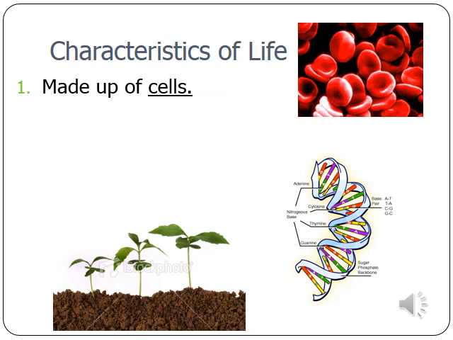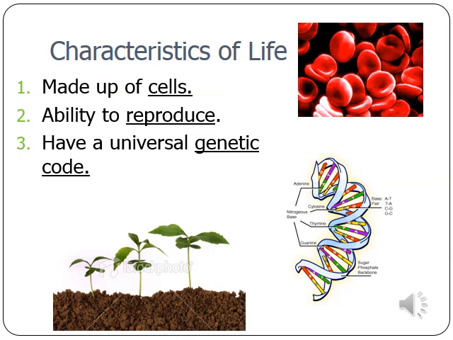In order for something to be considered living, it has to have a characteristic of life. The characteristics of life that you need to get memorized are: 1, they're made up of cells; 2, they have the ability to reproduce; 3, they have a universal genetic code.